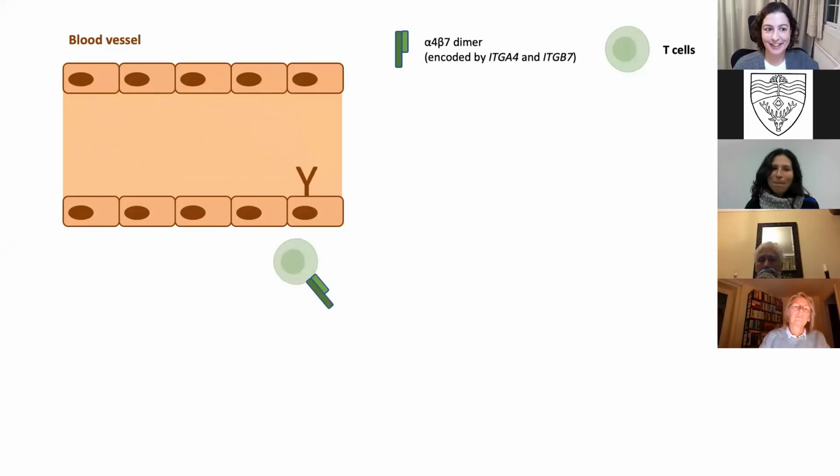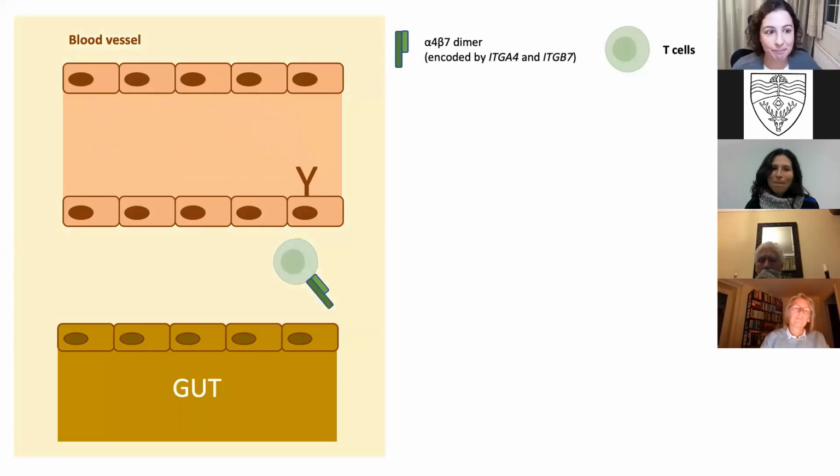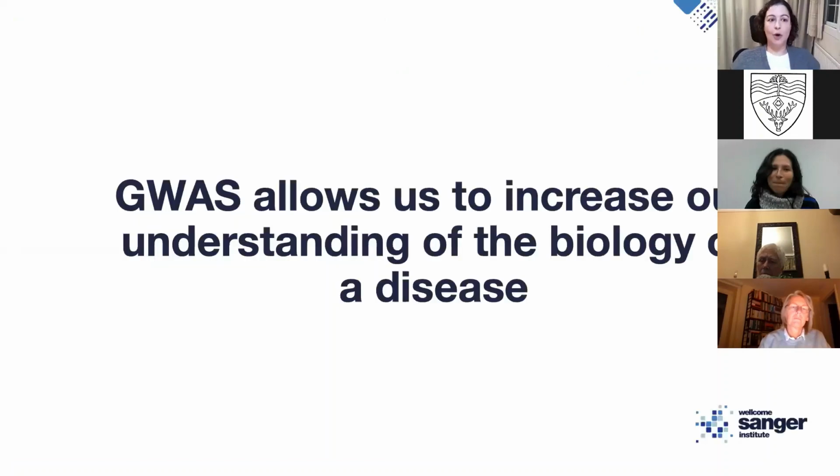But the important part here is where it happens. This happens in the gut. And the accumulation of these T cells with this specific marker, this protein on the surface, is what promotes the inflammation in inflammatory bowel disease. So this is the specific link within inflammatory bowel disease. And the important part is that this is happening specifically within the gut, within the vessels that are in the gut. So hopefully by this I'm able to show you that GWAS allow us to increase the understanding we have of the biology of this particular disease. In this case, it is IBD, but the same happens with the other ones.